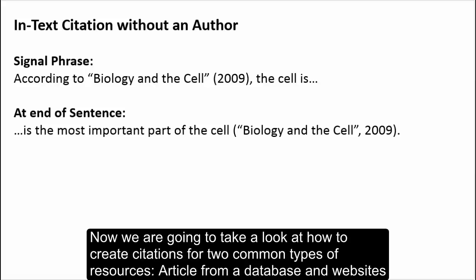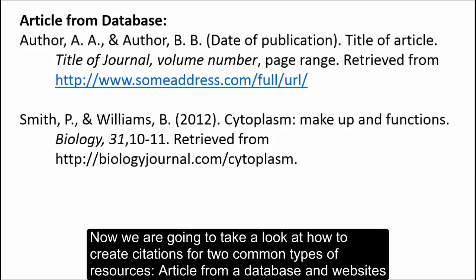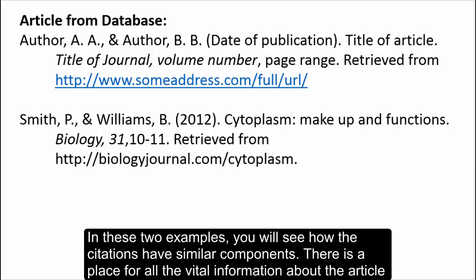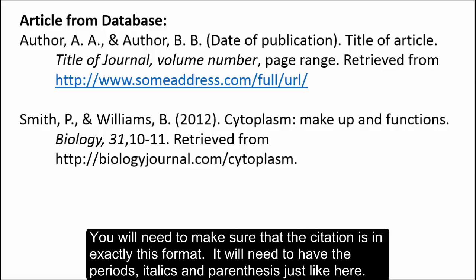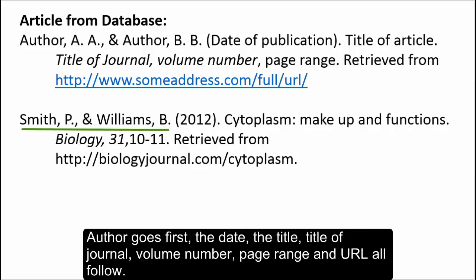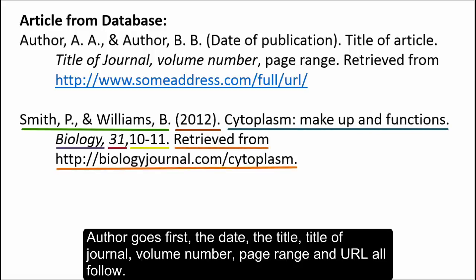Now, we're going to take a look at how to create citations for 2 common types of resources, articles from a database and websites. In these 2 examples, you will see how the citations have similar components. There is a place for all the vital information about the article. Once you have all this information, it makes finding the original source much easier. You'll need to make sure that the citation is in exactly this format. It will need to have the periods, italics, and parentheses, just like it has here. Author goes first, the date, the title of journal, volume number, page range, and URL all follow.